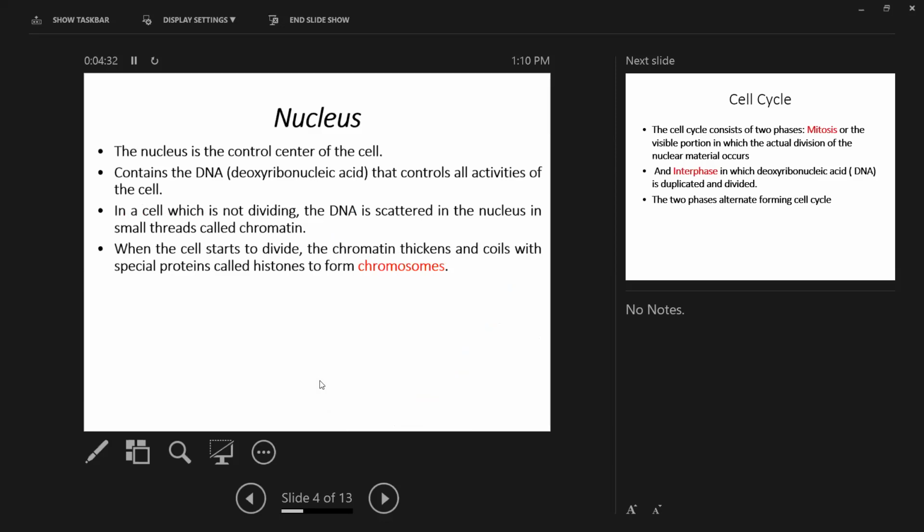So the nucleus is the control center of our cells. It is where the DNA is located. Every cell except the red blood cells has a nucleus and has DNA. The DNA in every cell is identical. It's just that for different cells, different parts of the DNA are turned on and other parts are turned off. The DNA is scattered around when it's unwound into something called chromatin. When the chromatin condenses, it forms chromosomes.